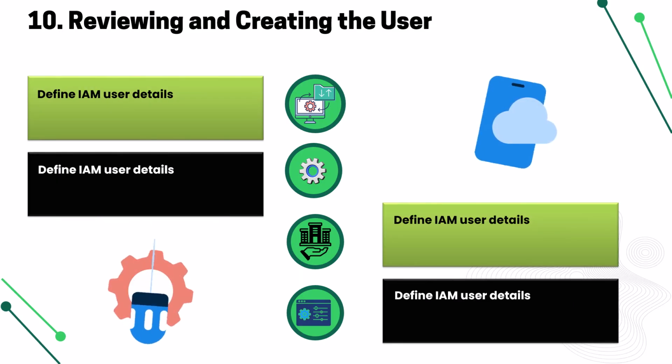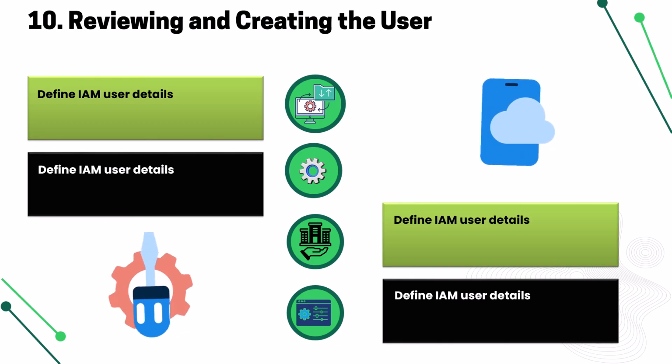Creating an IAM user is like setting up a new colleague in your system. First, we define the details, like their name and job role. Then, we give them the right permissions, because you wouldn't want a junior intern accidentally shutting down your servers. Before hitting that create button, we do a final review. And voila, our digital employee is ready to go.